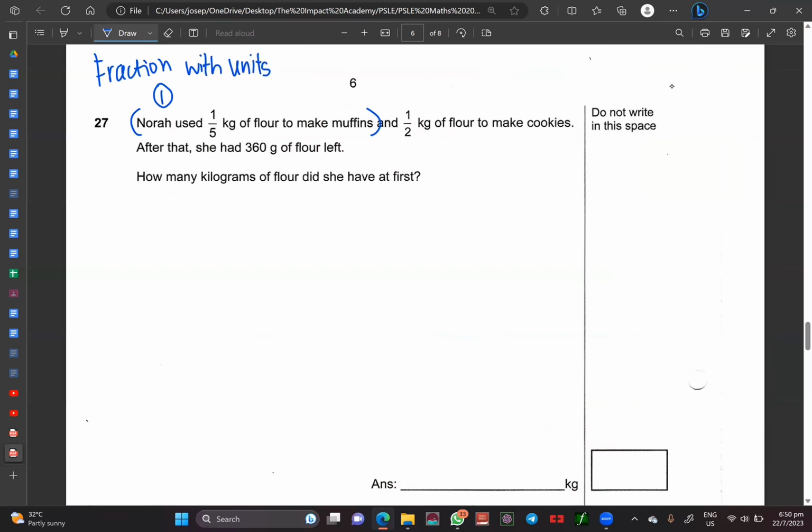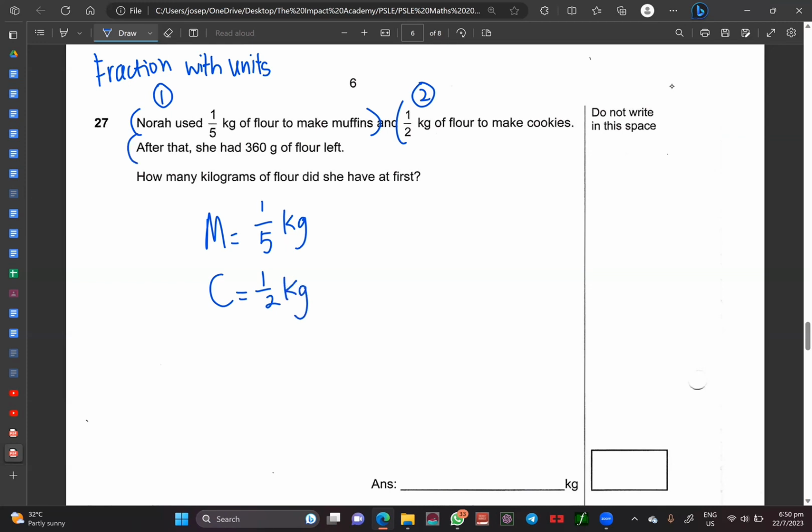If you have attended my P4 lesson, you will know I talk about this a lot, okay? Now, we know that Nora used 1/5 kg of flour to make muffins. So muffins goes to 1/5 kg. Followed by sentence number 2, 1/2 kg of flour to make cookies. So cookies is equal to half a kg.